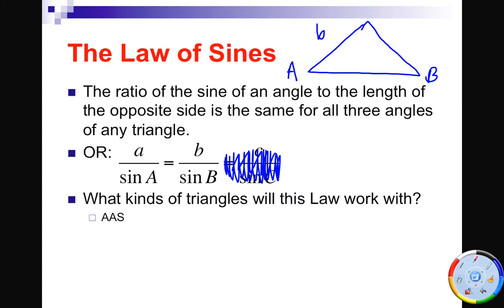If you're given 2 angles and the non-included side, you could solve this particular triangle. Also, if you're given angle, side, angle, so if you're given 2 angles and any side, you can use the law of sines. So I'm going to mention that here. This is 2 angles and any side.